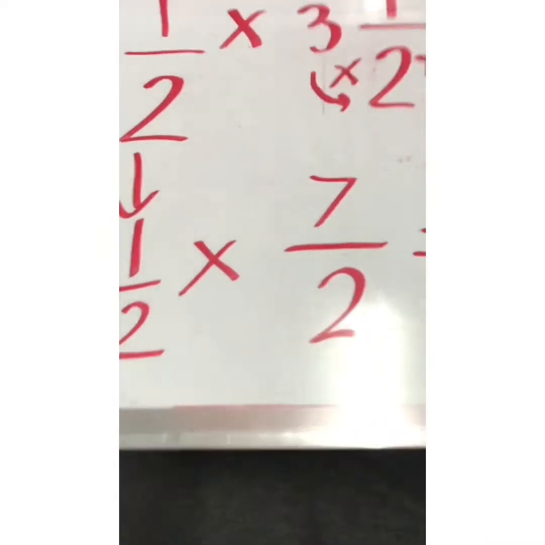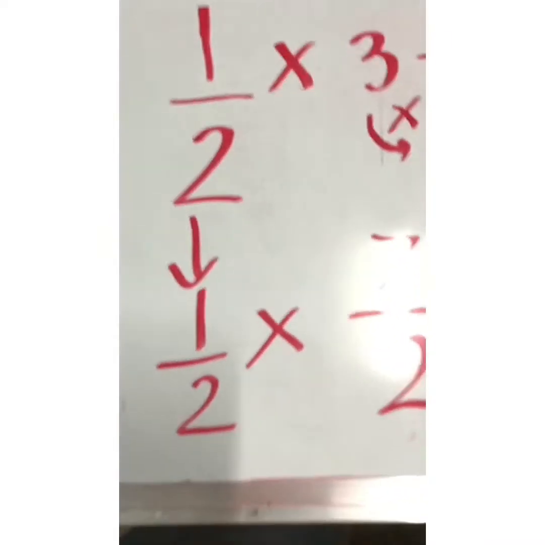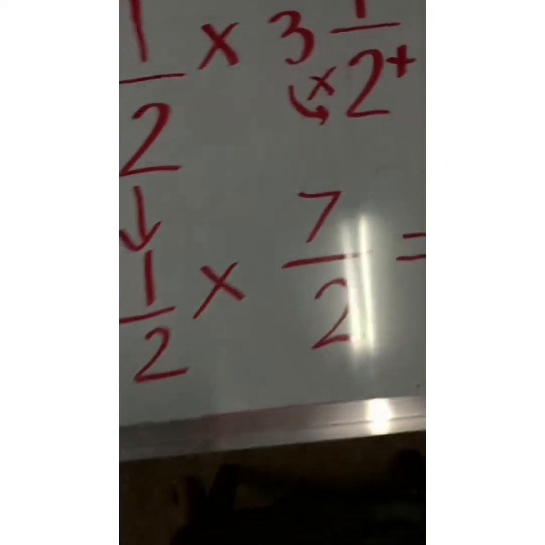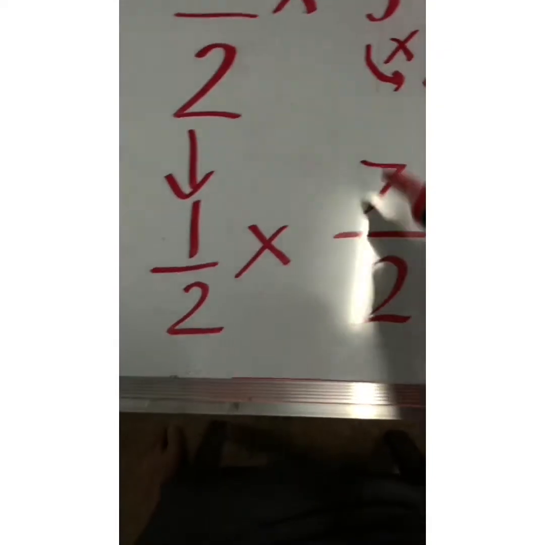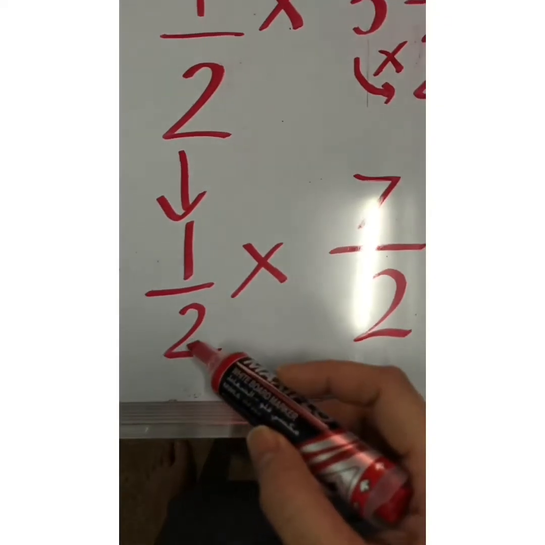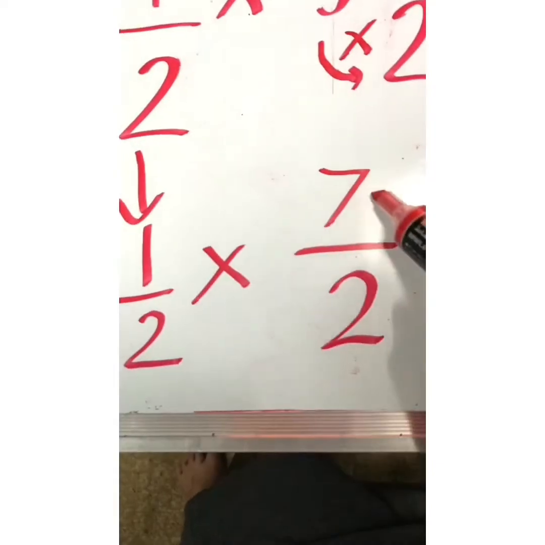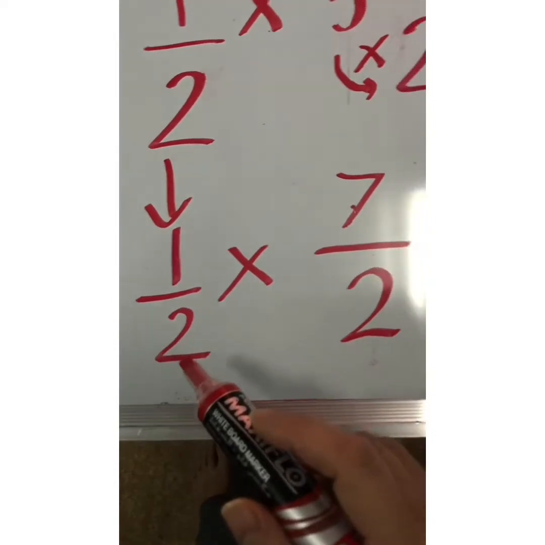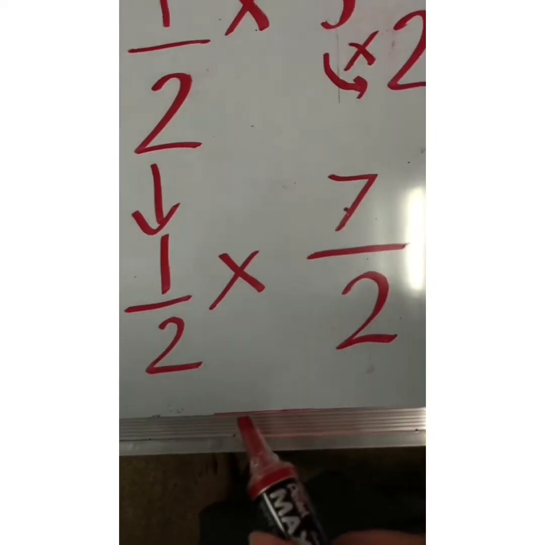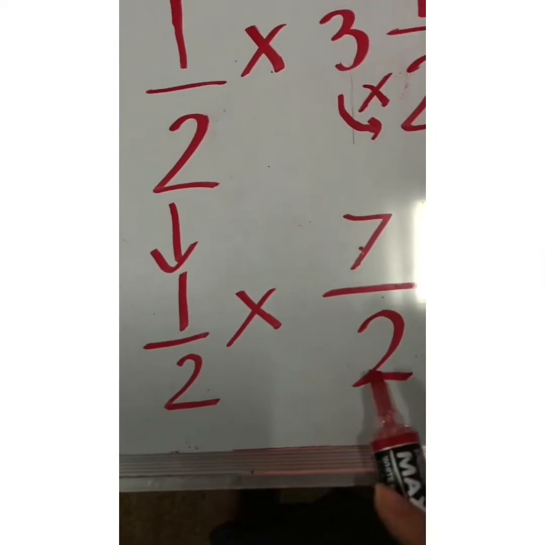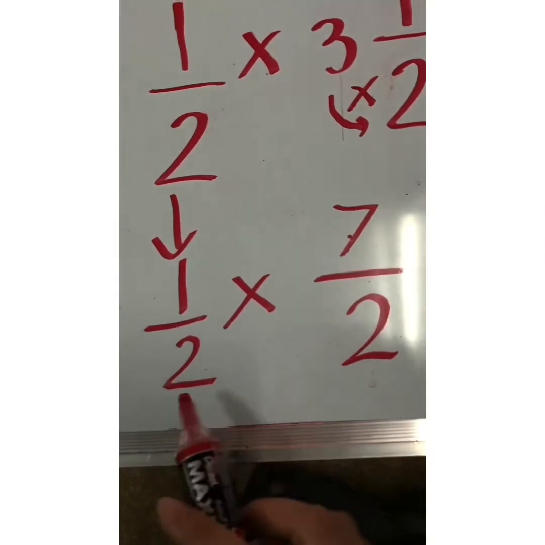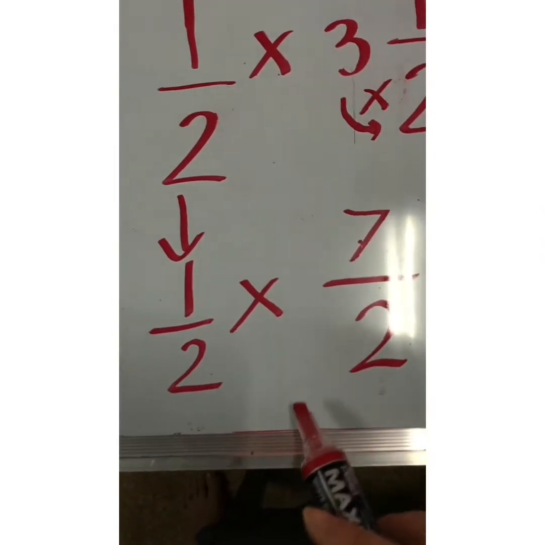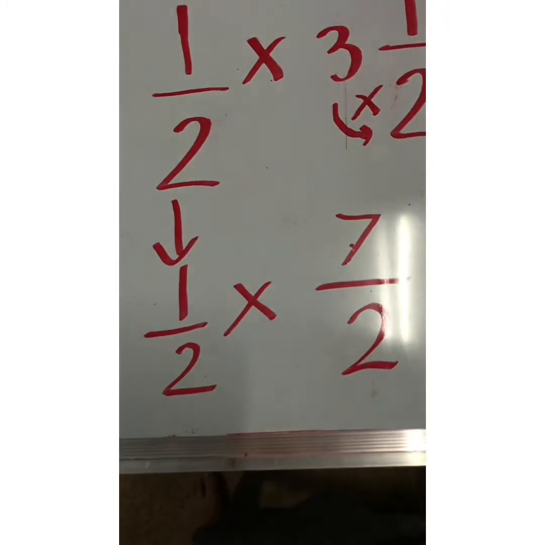Now, as I've told you before, check if the answer can be simplified. Do 1 and 2 have a common factor? No. How about 7 and 2? Can we simplify 7 and 2? No, because they don't have any common factor. The denominators, we cannot simplify. We can only simplify a numerator with a denominator.